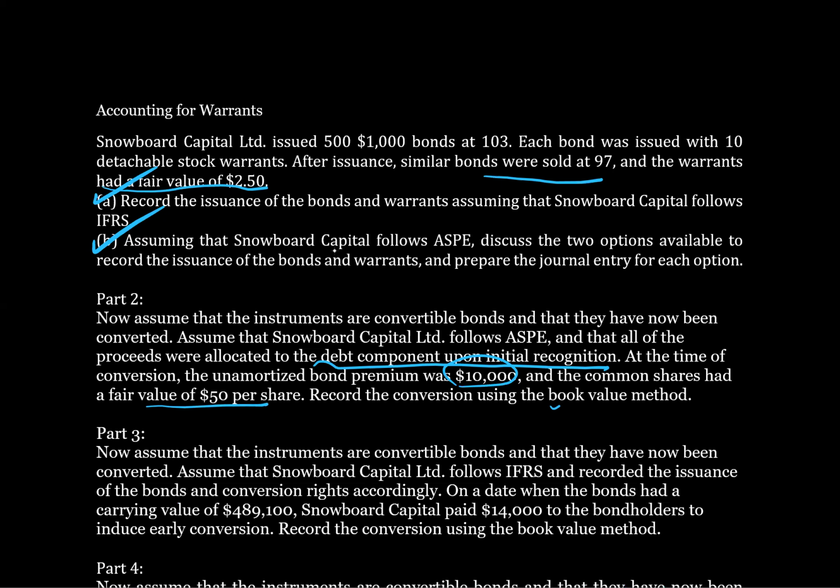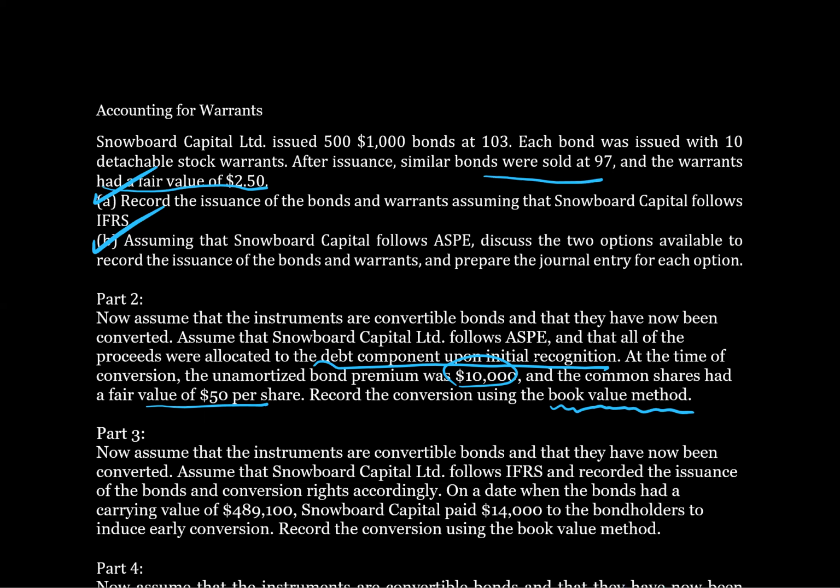Record the conversion using the book value method. What's the book value method? Well, the book value method means that we are not going to have a gain or loss on the settlement of the debt. Whatever was paid, the difference is simply going to be recorded in the common share account. So let's record this entry. So it's telling us exactly what journal entry we're going to be working with here.